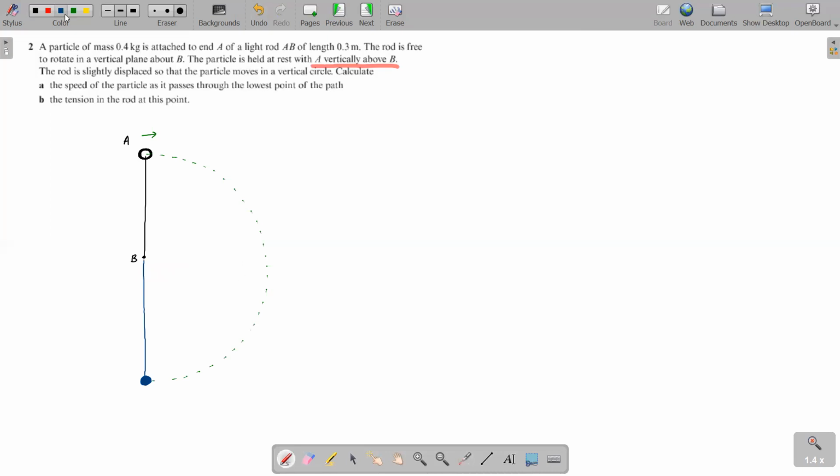Okay, so the speed at this point, we do not know the speed. So let's mark it as V. Initial speed is 0, right? Why do I say initial speed is 0? Because they say it's slightly displaced. The particle is held at rest, okay?